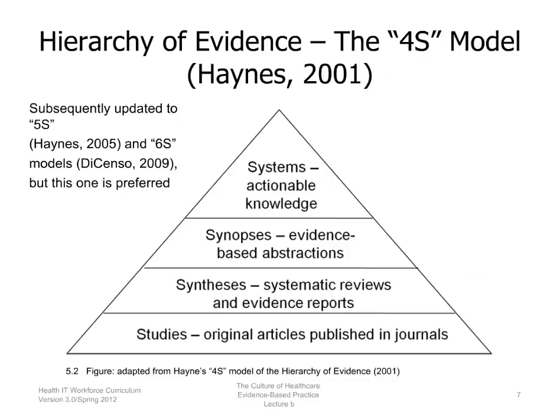Another way to look at evidence is to look at the hierarchy of evidence. One approach shows the different types of evidence that clinicians use for decision-making. This model was developed by Haynes and originally started as the 4S model, the simplest version. He subsequently divided some of the levels into additional levels and updated the model to 5S and 6S. But really, the basic 4S model is preferred.